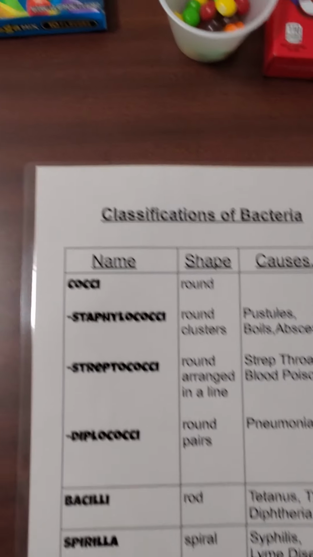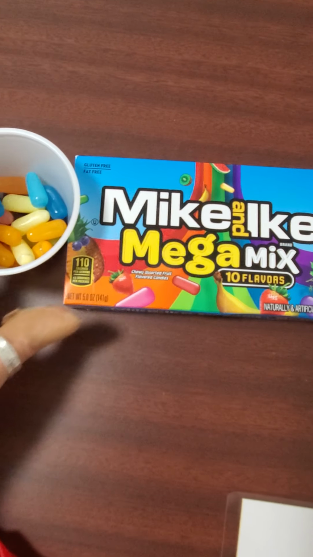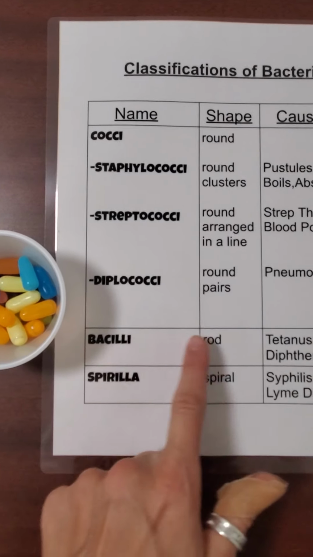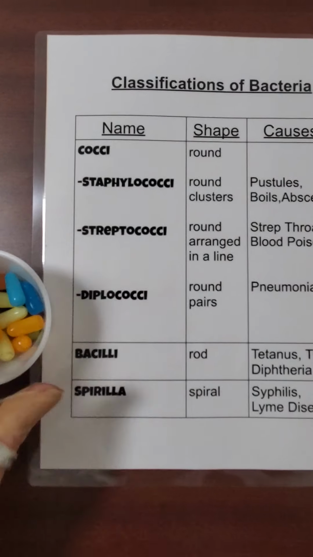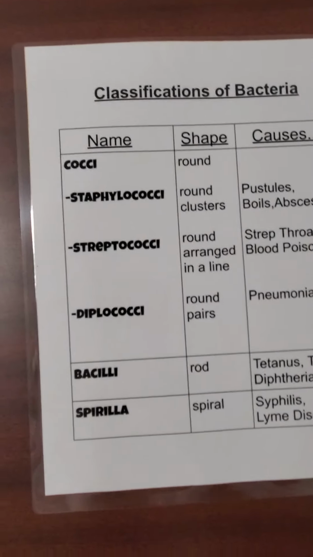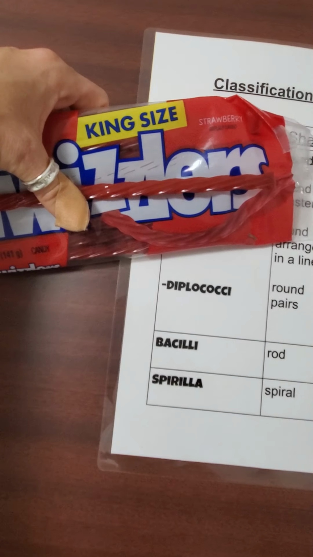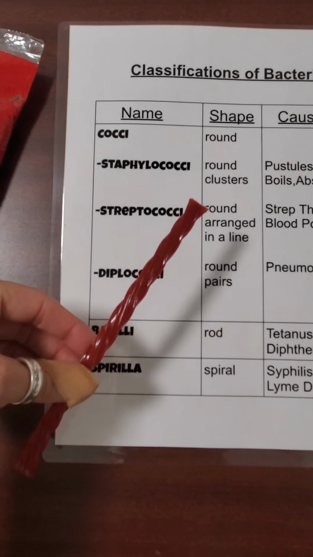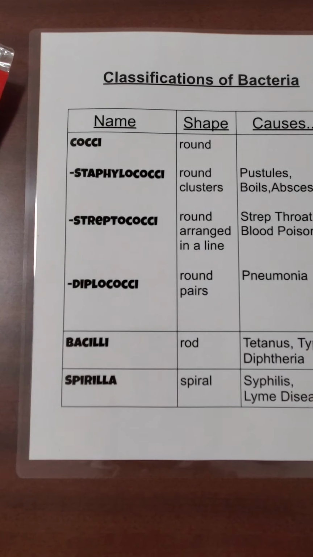Secondly, I have our Mike and Ikes. Mike and Ikes are going to represent our bacilli, which is rod-shaped. And then lastly, I have our Twizzlers. Twizzlers are going to represent the spirilla, which is spiral. All right, I'm going to show you here. I'm going to make a couple different arrangements.